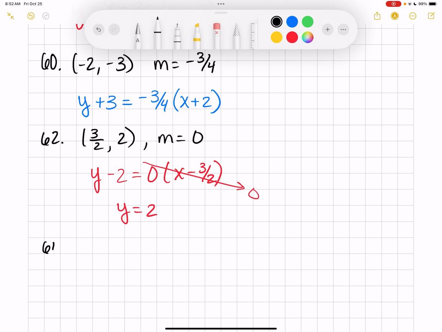Now 64, again, a little different. It says it's through the point 9/4 and 2, and it has an undefined slope. So what do we know about a line that has an undefined slope? It's vertical. So what would my equation be? y equals 2? That would be horizontal. Well, it's x equals whatever the x value of the coordinate is. So this would be x equals 9/4 because it's undefined.